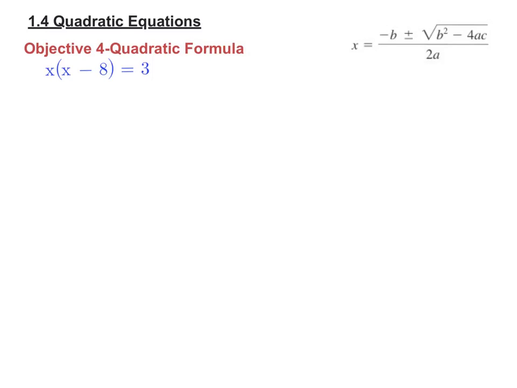In this case, what am I going to have to do first? Distribute the x. So when I distribute the x, I get x squared minus 8x equals 3. Now I just need to bring the 3 to the other side, and it'll be in standard form.